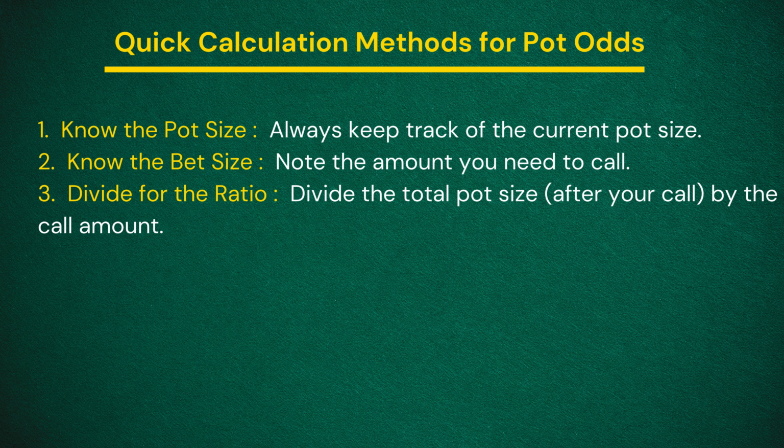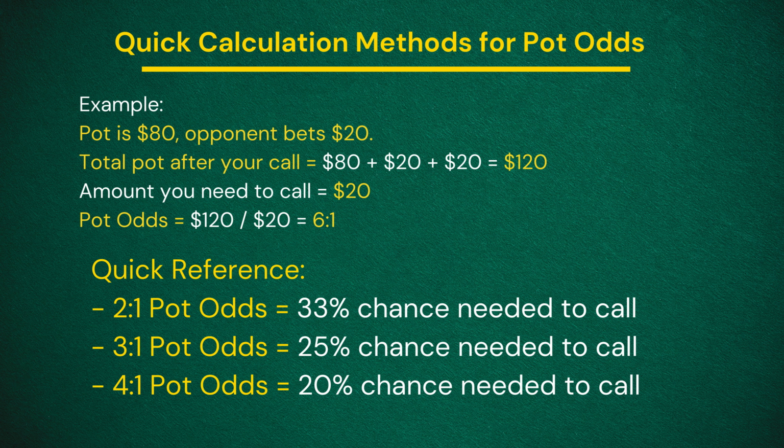Example: the pot is $80, and the opponent bets $20. Total pot after your call: $80 plus $20 plus $20, equals $120. Amount you need to call is $20. Pot odds: $120 divided by $20, equals 6-1. Quick reference: 2-1 pot odds, a 33% chance needed to call. 3-1 pot odds, a 25% chance needed to call. 4-1 pot odds, a 20% chance needed to call.